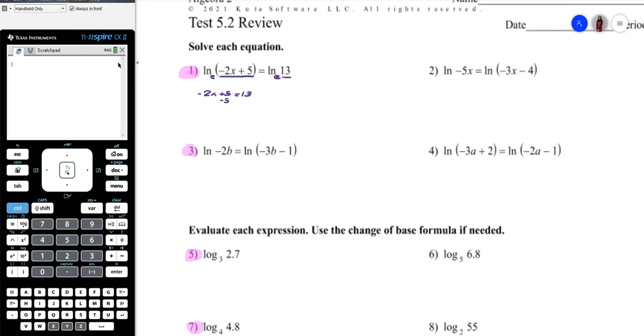So I'll subtract 5, negative 2x equals 8, divided by negative 2. And x equals negative 4.